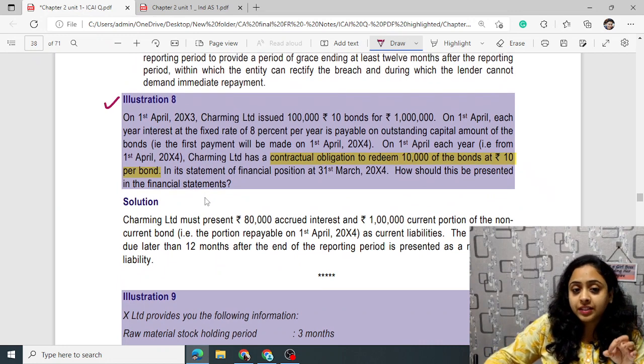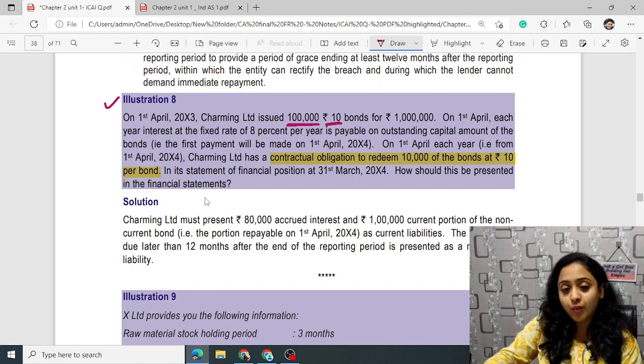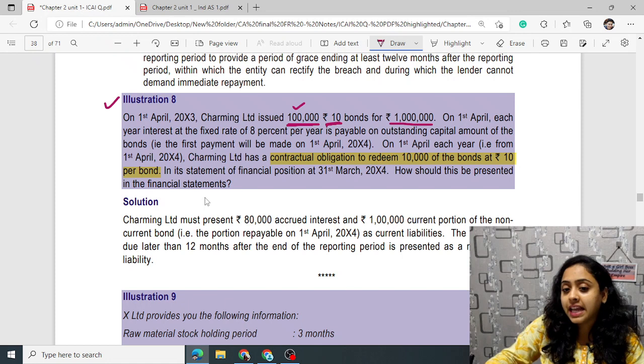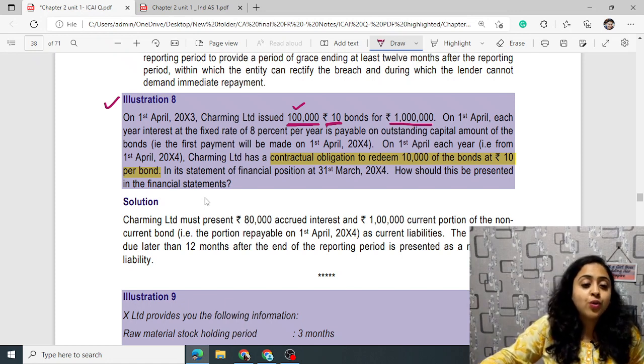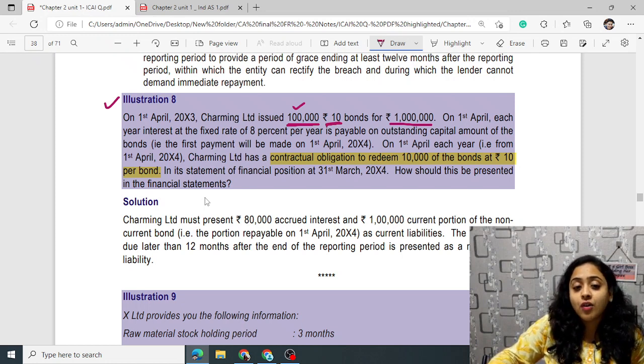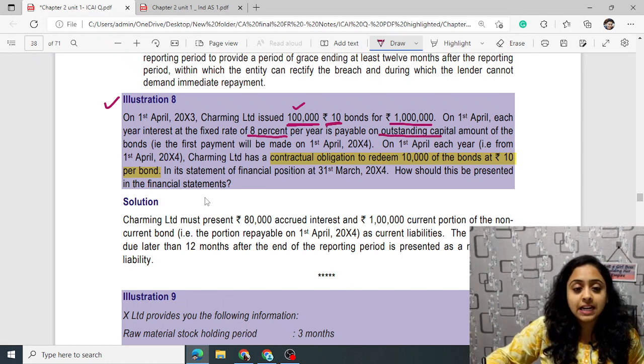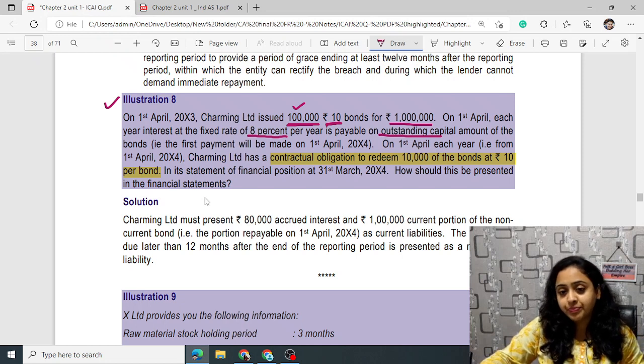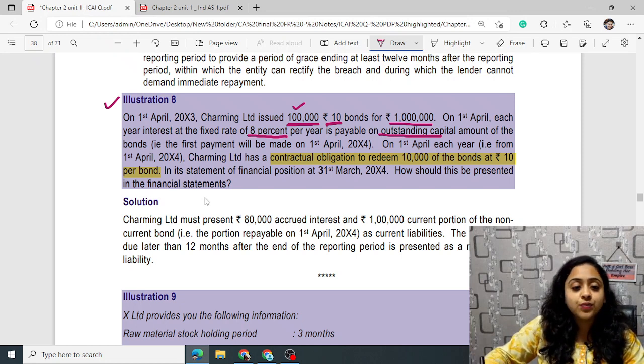On 1st April 2003, Charming Limited issued 1 lakh rupee 10 bonds. Okay, there are 1 lakh bonds and each is of 10 rupees, for rupees 10 lakhs. On 1st April each year, interest at the fixed rate of 8% per year is payable on the outstanding capital amount of the bonds. That is, the first payment will be made on 1st April 2004.